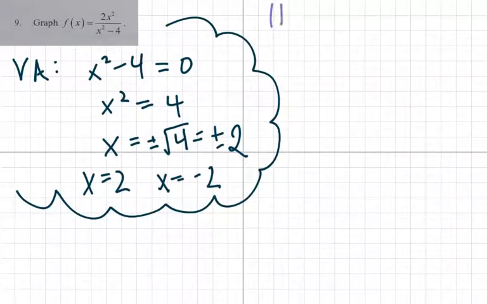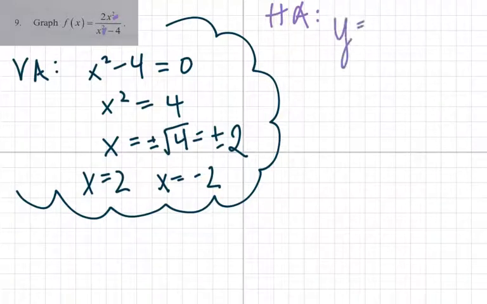For our horizontal asymptote, we look at the degrees of the numerator and the denominator of the rational function. They are the same because both of them have a degree of 2. So when their degrees are the same, we get y equals the leading coefficient of the numerator over the leading coefficient of the denominator. So we get that the horizontal asymptote is y equals 2. Okay, so there we go for that.